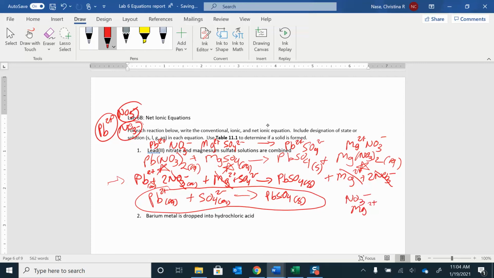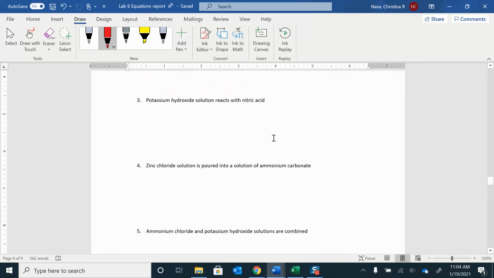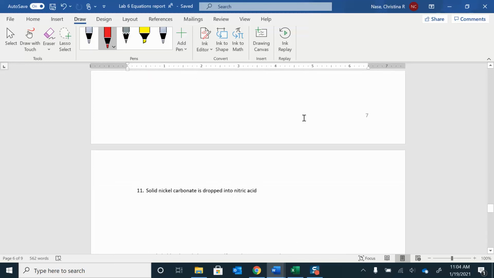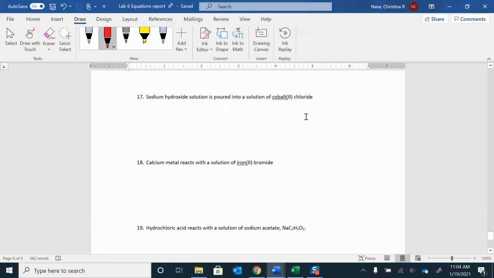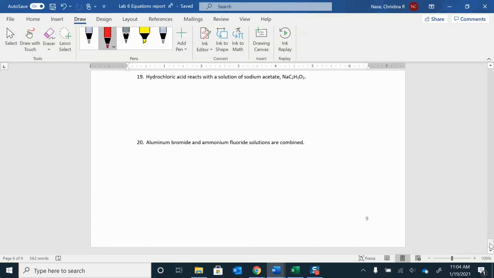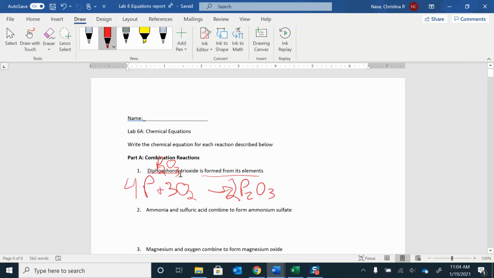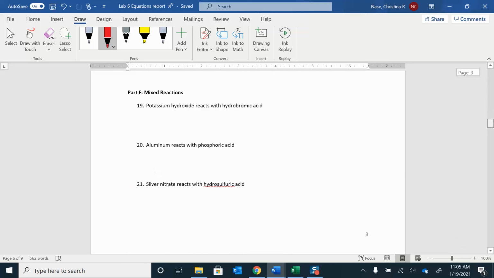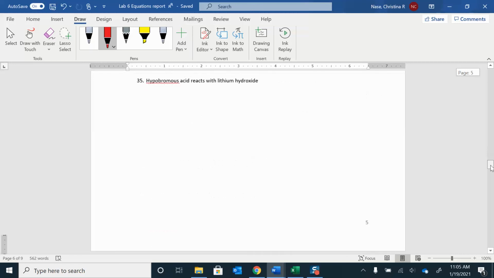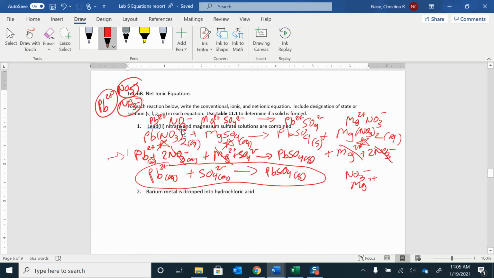Good. So that's an example of one. Everyone's going to get that one right. So that's one. And there are a bunch of these. I think there's about 20 of these net ionic equations that you're going to write. So that's what we want to do there. Write out the whole net ionic equation. So the first part, you're just reading the words, making the reaction. And the second part on net ionic equations, you're actually taking the words, writing the conventional, the molecular, and then writing the ionic and then the net ionic.